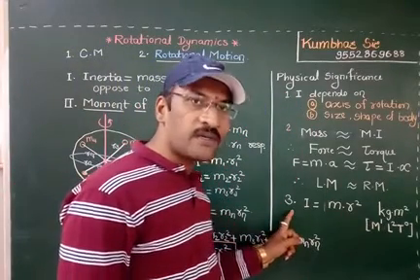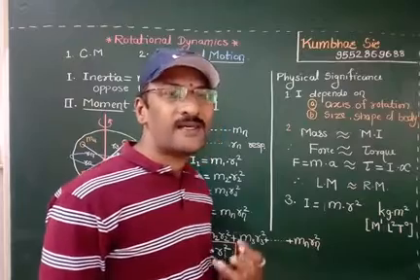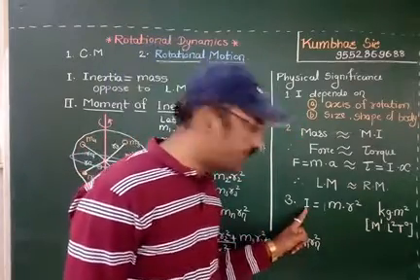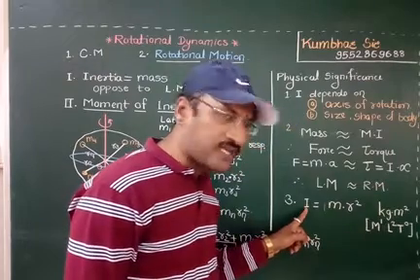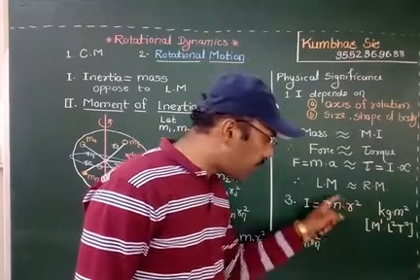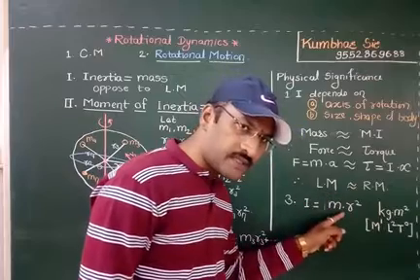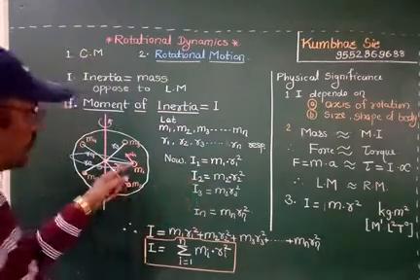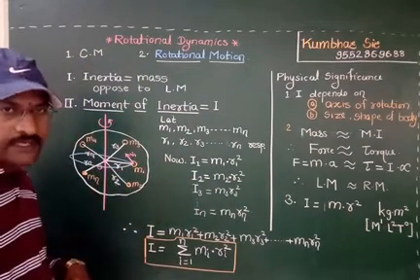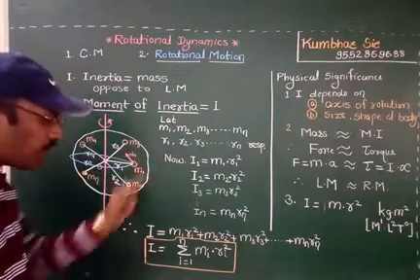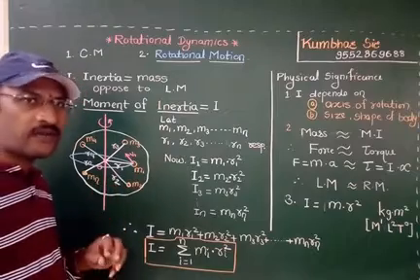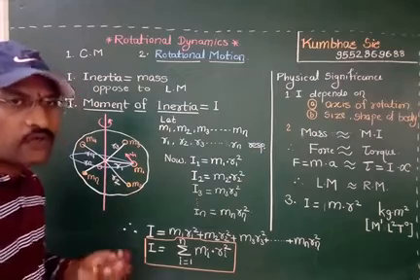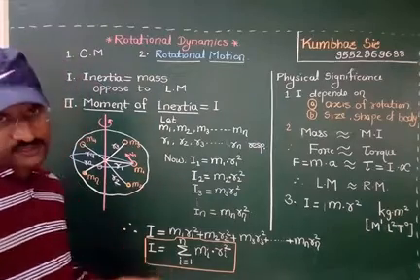Initially we study the first physical significance, which is nothing but the formula, unit and the dimension. What is the formula of moment of inertia? I equals moment of inertia, and it equals the mass of the particle into the square of the distance between the axis of rotation and the mass of the particle. Here we know that when any body performs a rotational motion, all the particles of this rigid body perform a circular motion with different radii and different velocities.